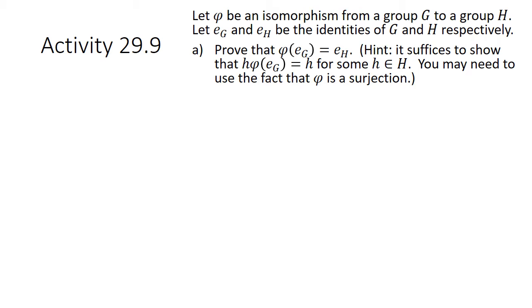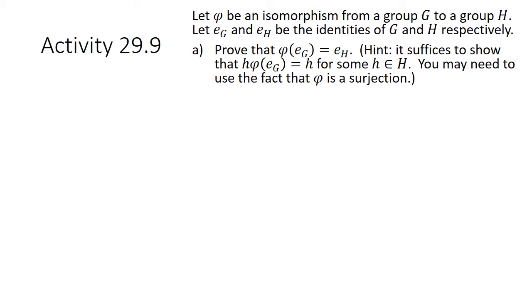The hint here is it suffices to show that h times phi of EG equals h for some little h in big H. The reason why that suffices is because we still do have group cancellation, so we can cancel h on the left and the right of that equation and get that phi of EG equals EH. You may need to use the fact that phi is a surjection.